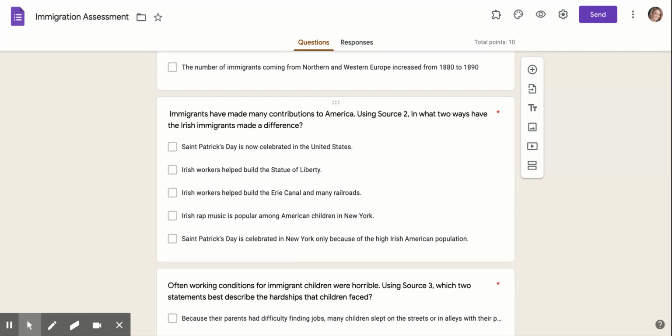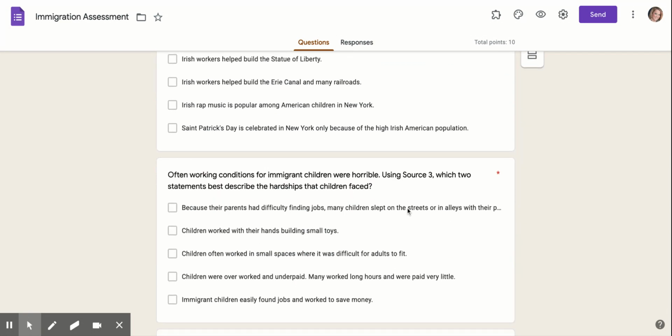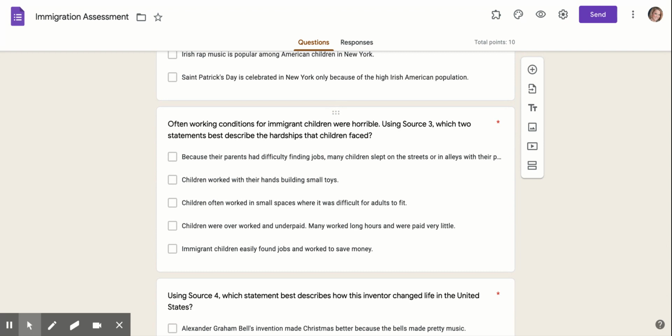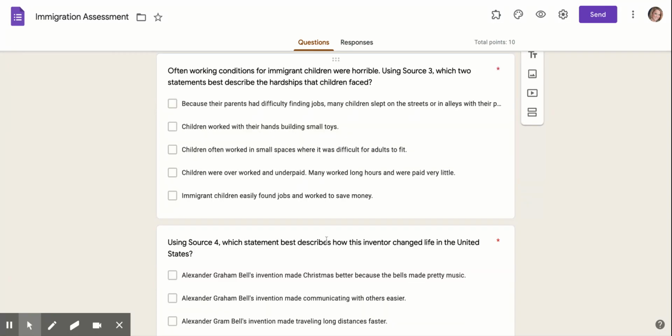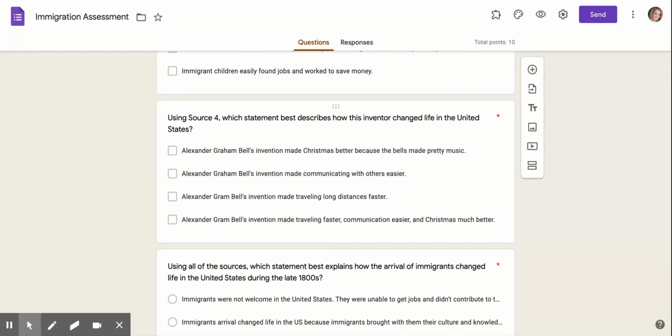Go back to source two so that you can be sure to pick the correct ones. Often working conditions for immigrant children were horrible. Using source 3, which two statements best describe the hardships that the children faced? Once again, you're going to be picking two correct answers. It says using source 4, which statement best describes how this inventor changed life in the United States? What did Alexander Graham Bell create and how did it affect America? Go back to source 4.